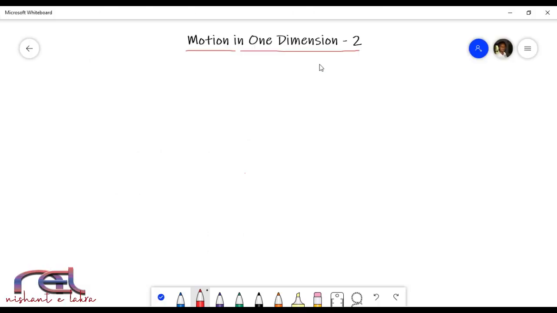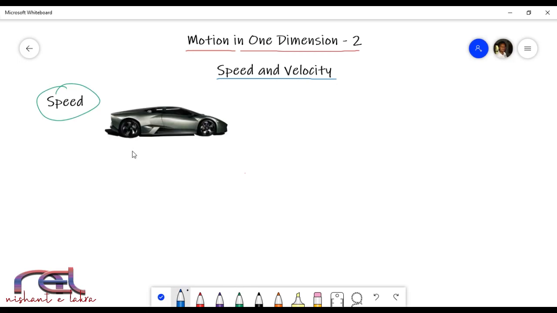We're studying the lesson Motion in One Dimension, and today we'll be studying about speed and velocity. We'll understand more about speed and velocity. Let's understand a little bit about speed before we go into the depth.